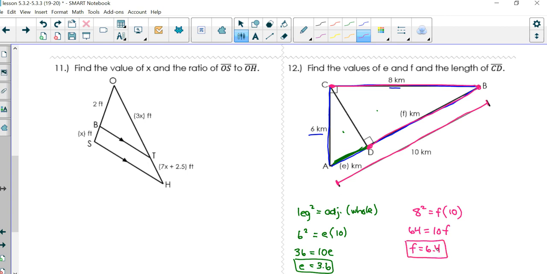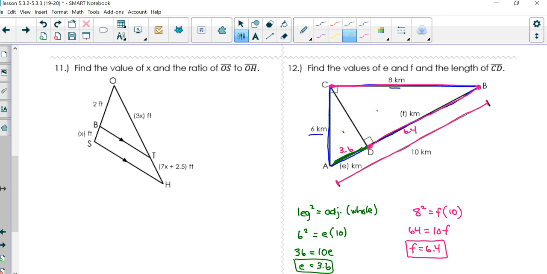Notice if I added up 6.4 and 3.6, I'd have 10, which means once I figured out that this was 3.6, I could have done 10 minus 3.6, which makes this 6.4. Sometimes it's nice to work it through and make sure that our answer is right.